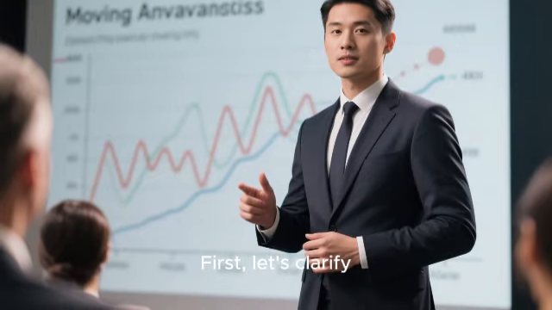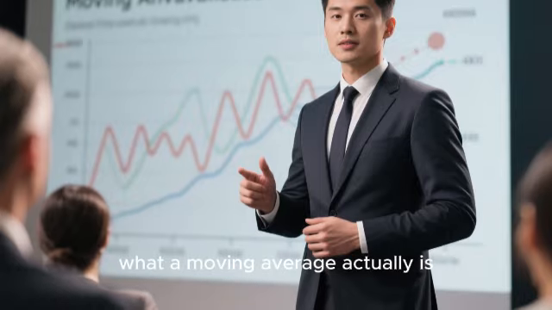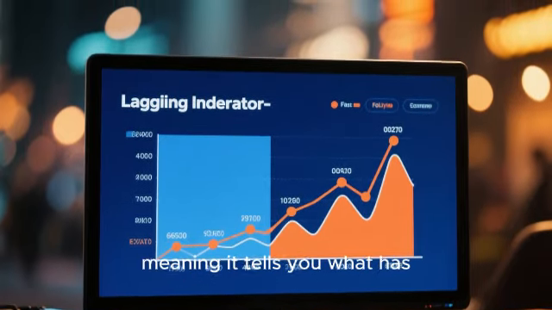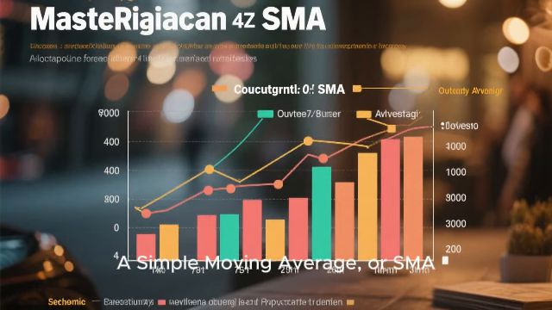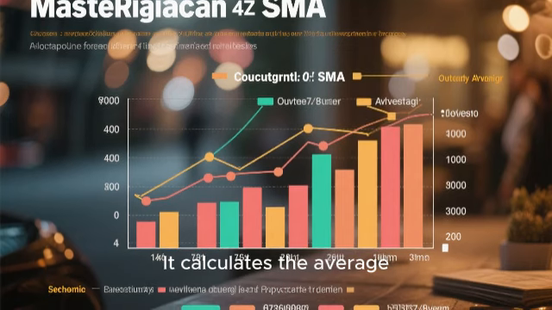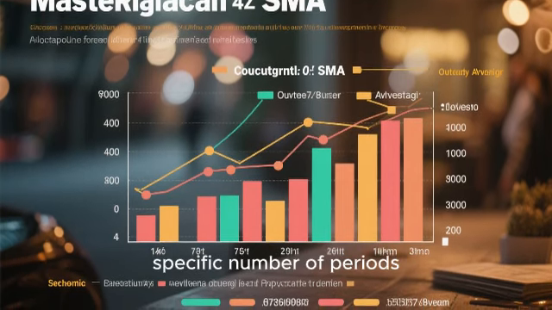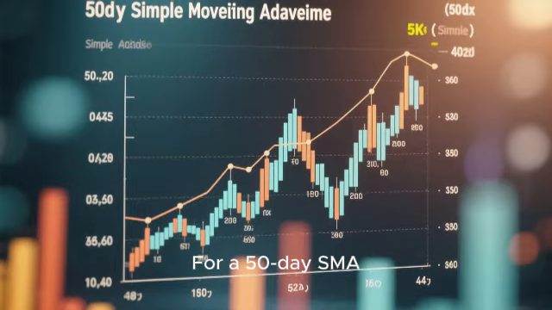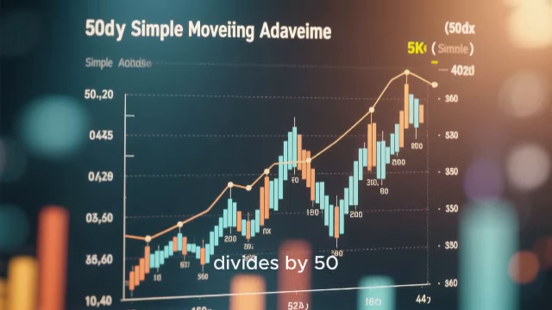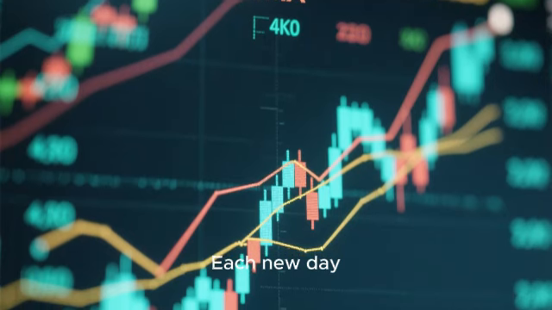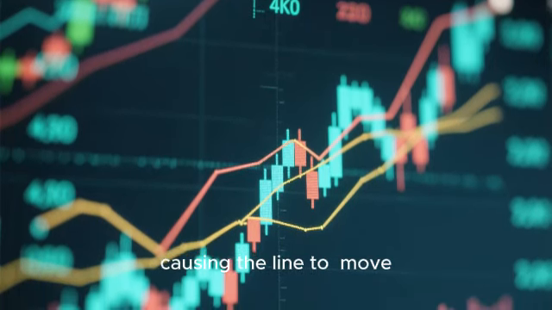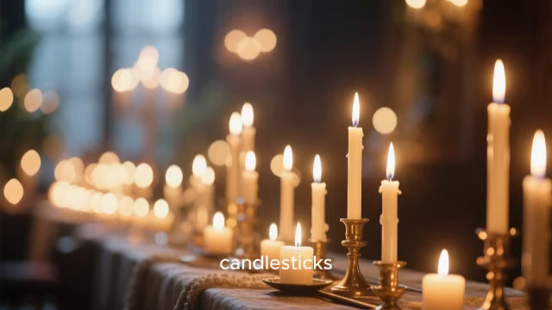First, let's clarify what a moving average actually is. It's not a predictive tool. It's a lagging indicator, meaning it tells you what has already happened. A simple moving average, or SMA, is the most straightforward type. It calculates the average closing price of a stock over a specific number of periods. For a 50-day SMA, the platform adds up the closing prices for the last 50 days and divides by 50. Each new day, it drops the oldest price and adds the newest, causing the line to move. This creates a smooth line that rides along your candlesticks.